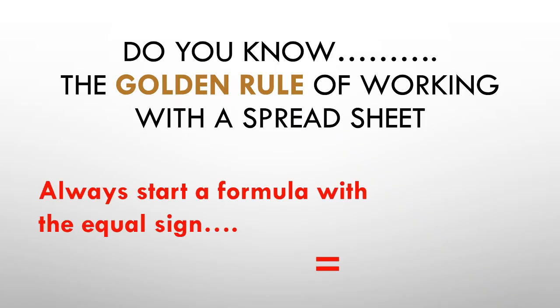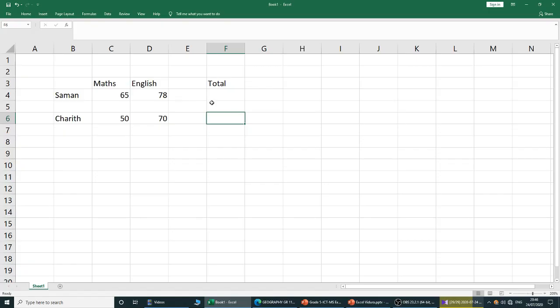Now, do you know the golden rule of working with a spreadsheet? The golden rule is always start a formula with the equal sign. If you don't type the equal sign, you may get a wrong answer. Shall we give it a try? Now again I am here. I am going to get the total of someone's maths and English marks. I am not typing the equal sign this time. Without typing the equal sign, I just write the formula.